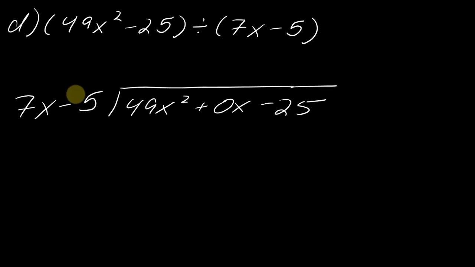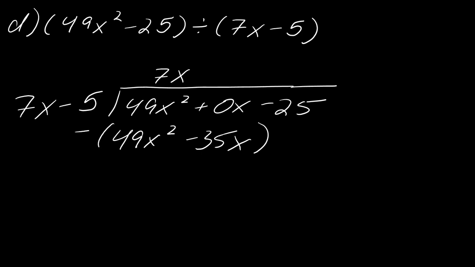So now, what do I need to multiply 7x by to get to 49x squared? That's going to be 7x. 7x times 7x is 49x squared, and 7x times 5 is 35x. So subtract all that off. So this will be a plus, minus, minus. Oops, sorry, there we go.